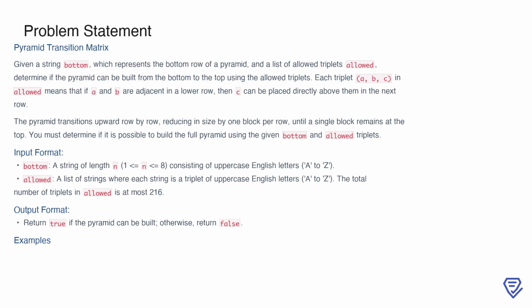To clarify the input structure, bottom is a string of length between 1 and 8, containing uppercase English letters from A to Z. The allowed list contains up to 216 triplets, and each triplet is a string of 3 uppercase letters. The output should be a Boolean value, true if it's possible to construct the pyramid, and false otherwise. Let's now explore some examples to better understand how this works.